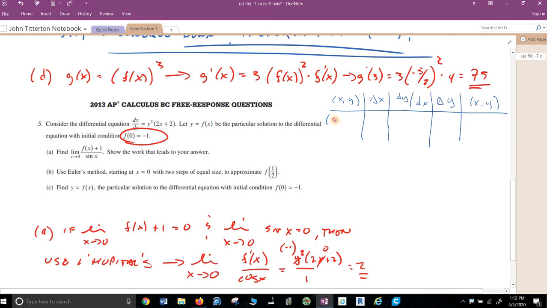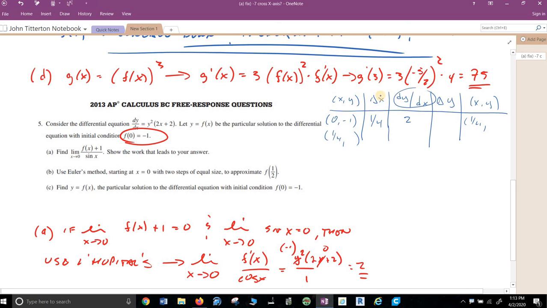So we're starting at 0, negative 1, and delta x is 1/4 because we're going up to 1/2. We're going to have 1/4 here next time. We're going to have 1/4 here. We're going up to 1/2, and we have to do it in 2 increments. So 1/4, 1/4 gets us to 1/2. dy/dx, we plug all this in. We just found in the previous step is 2.